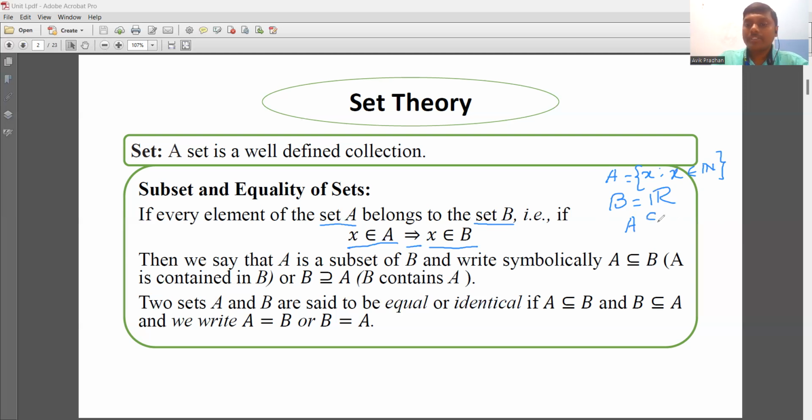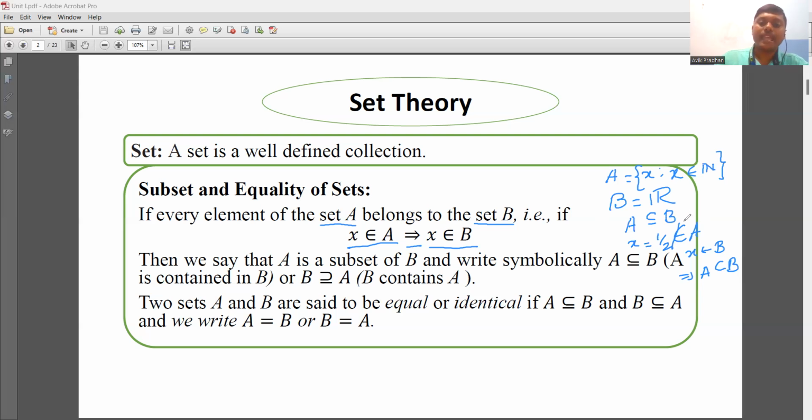So A will be a subset of B. Now there are numbers, for example, suppose X is equal to half, which is a real number, but not a natural number. So this X does not belong to A, but X belongs to B, which implies that A is a proper subset of B. So a subset means a set which is contained in another set.